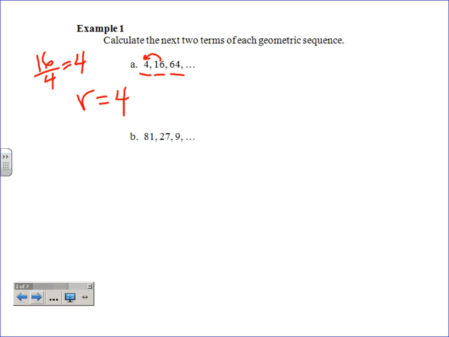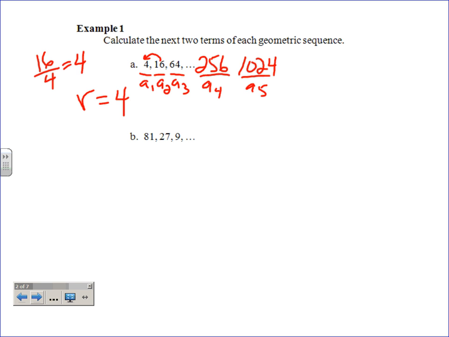So if I want just the next two terms, well, obviously, this is a sub 1, a sub 2, a sub 3. All you need to find is a sub 4 and a sub 5. And so if we take 64 times 4, that's getting a little bit bigger, 256. And then times 4 again is 1,024. Okay? And that's all you would need to do in those particular cases.